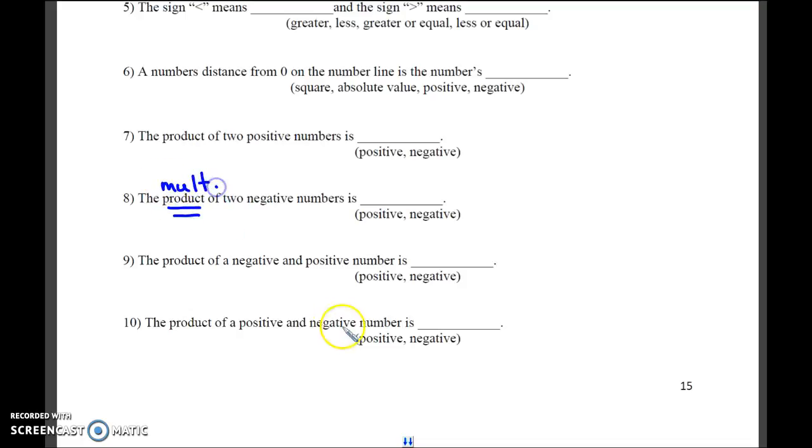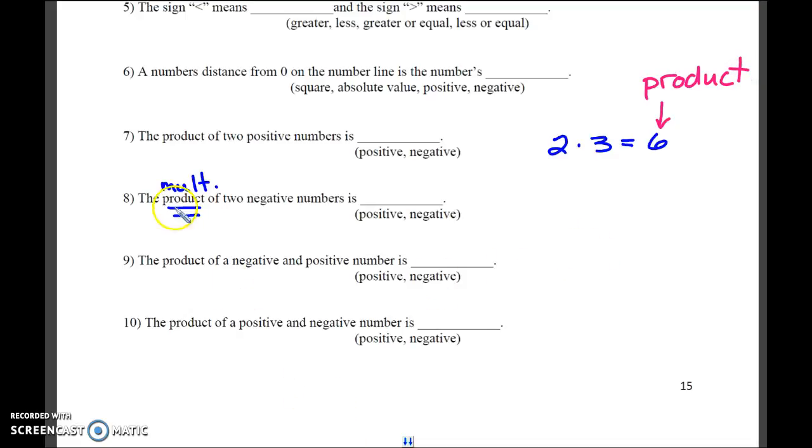Product means we're multiplying. The product is actually the answer of a multiplication problem. If I take 2 times 3 and get 6, 6 is the product. Product means the answer in a multiplication problem.